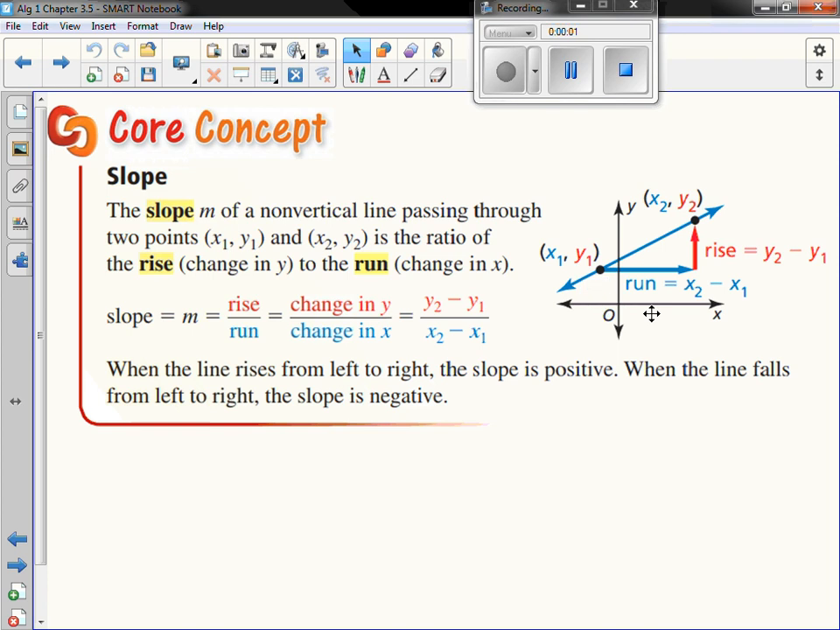All right, guys, so what we're starting today is writing the equations of a line in standard form. And part of that is slope. The slope of a line, m, of a non-vertical line passing through 2 points, is the ratio of rise to run, rise over run. So slope m is equal to rise over run, or the change in y over the change in x. Or we sometimes write it as y2 minus y1 over x2 minus x1.